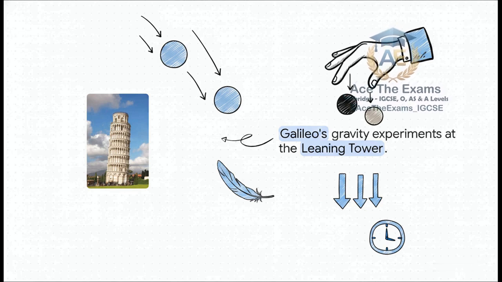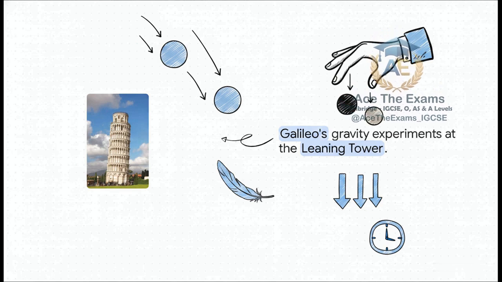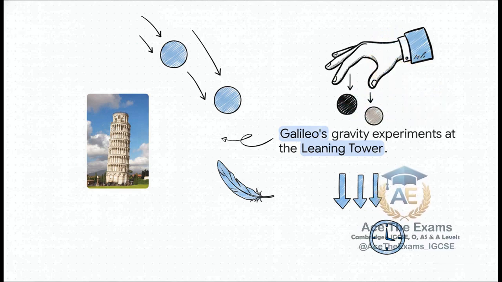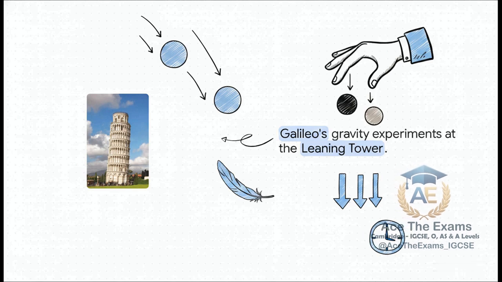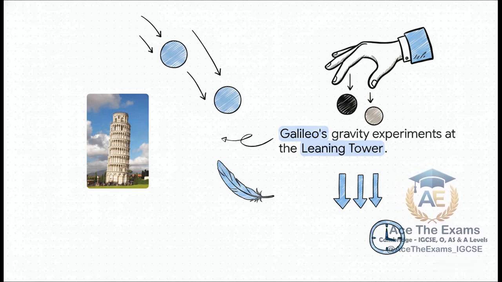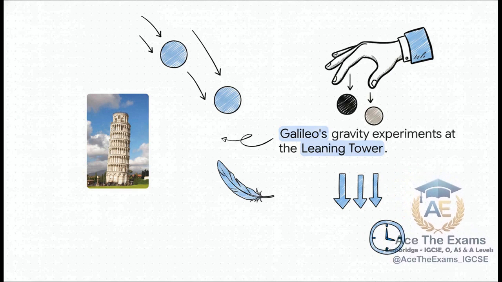But Galileo, he had this radical hypothesis. He said that in the absence of air resistance, all bodies fall with the exact same constant acceleration. Legend actually has it that he dropped different masses straight off this very tower just to prove it. It's honestly the perfect historical hook as we explore freefall and acceleration today.